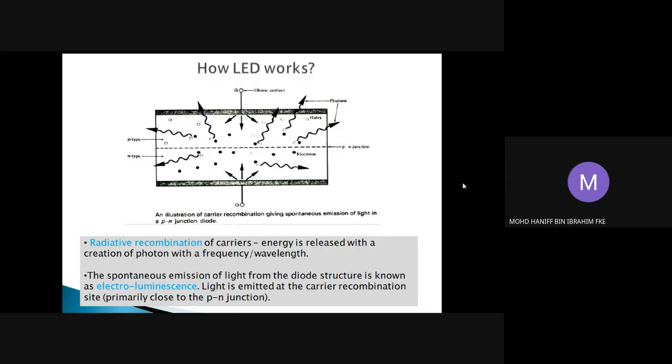So we know that in the process of doping, we are doping the material with some other material. Somehow we're going to have atoms which are inactive, which will lead to unused atoms which cannot produce light.